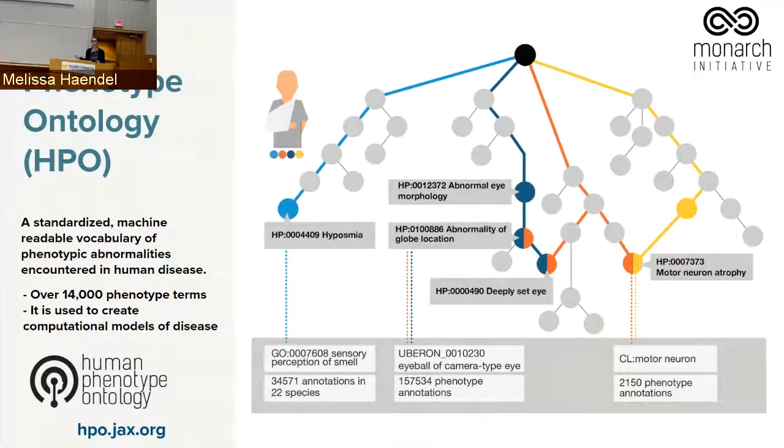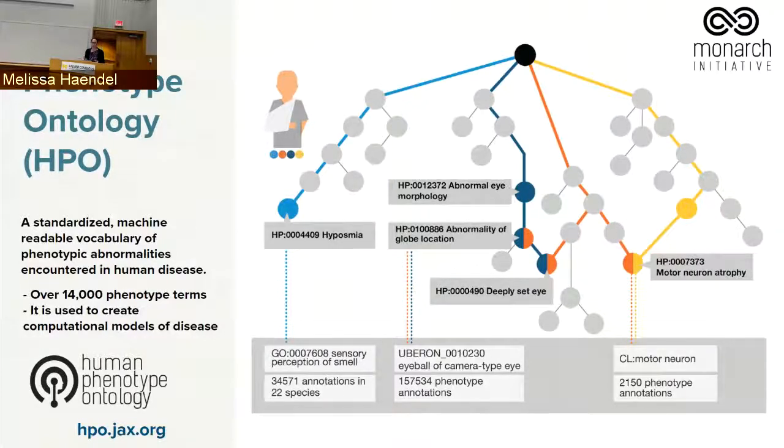And the really cool thing about this underlying logic is that it's built-in data integration. So this term in the gene ontology has been annotated 34,000 times to a variety of different genes in 22 different species. So there's a lot of data out there about the gene function, sensory perception of smell. And if hyposmia is an abnormality in the sensory perception of smell, well, all of a sudden there's a lot of genes that we might be able to associate that information with.